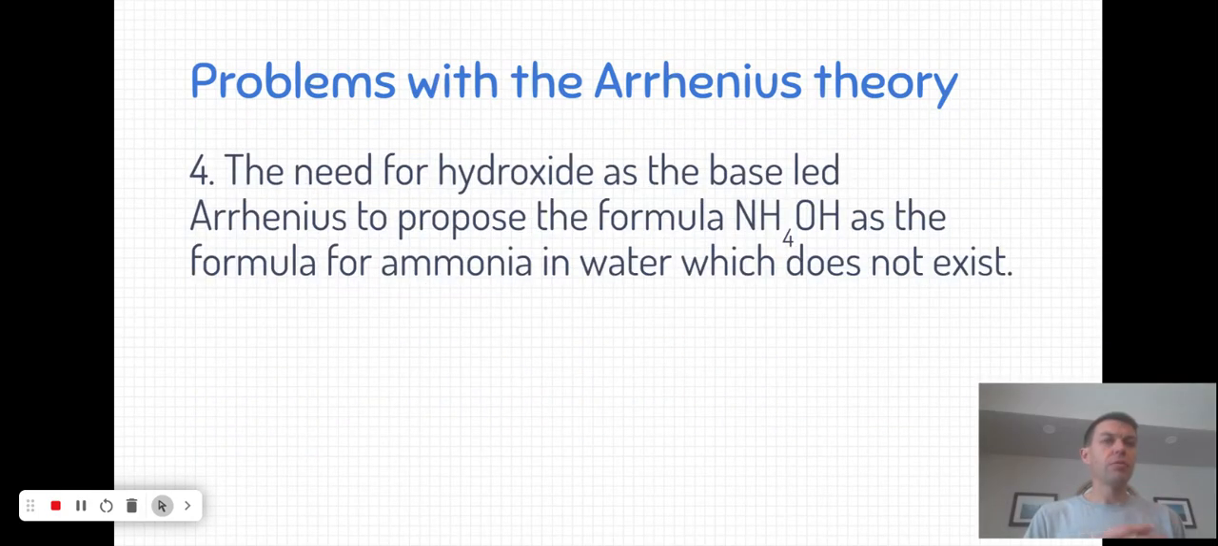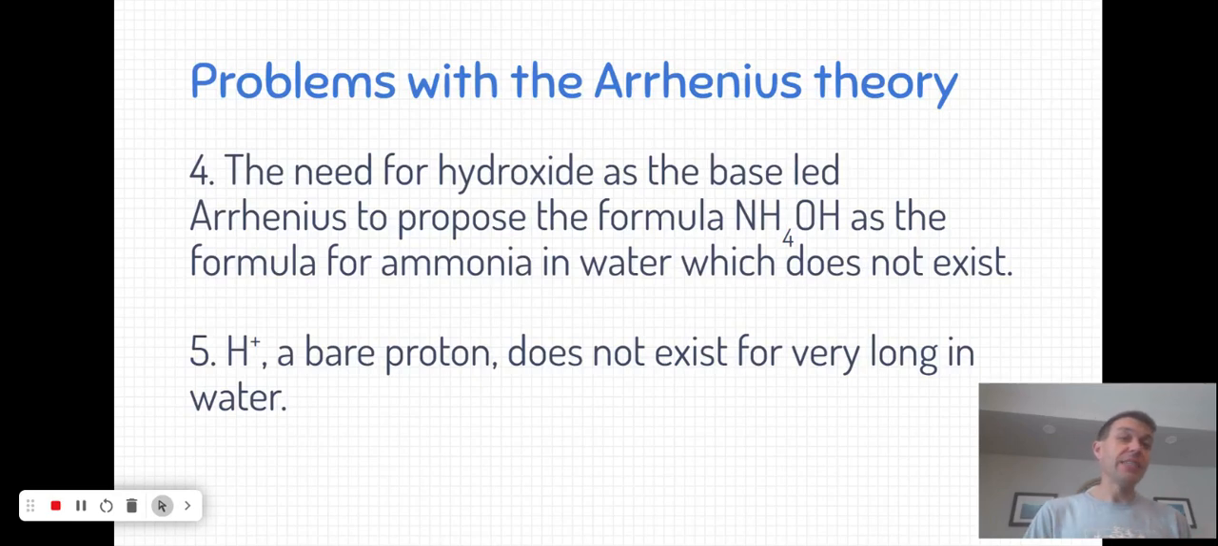Related to an earlier point, the need for this hydroxide ion specifically led Arrhenius to propose that when ammonia dissolves in water, there's a base produced called ammonium hydroxide, NH4OH. This compound has actually not been shown to exist, even though we still refer to a solution in which ammonia is being dissolved in water as ammonium hydroxide.